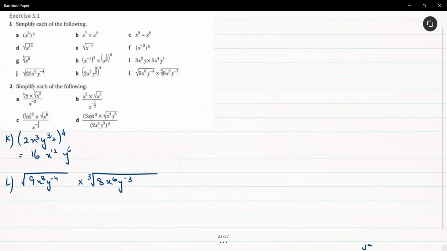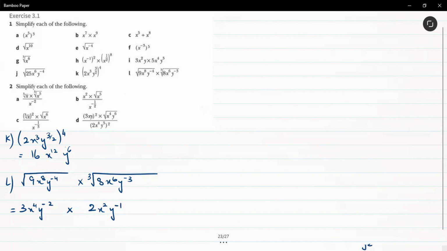The square root of 9 is 3, and for x to the power 8, again we multiply by 1 over 2 because it's a square root. So x to the power 8 multiplied by 1 over 2 is x to the power 4, and y to the power negative 4 multiplied by 1 over 2 is y to the power negative 2. We multiply this by the cube root of 8, which is 2. X to the power 6 multiplied by 1 over 3, because this is a cube root, remember. So 6 divided by 3 is 2, so x to the power 2, and y to the power negative 3 multiplied by 1 over 3 gives us negative 1.